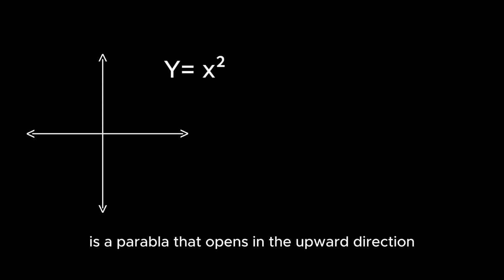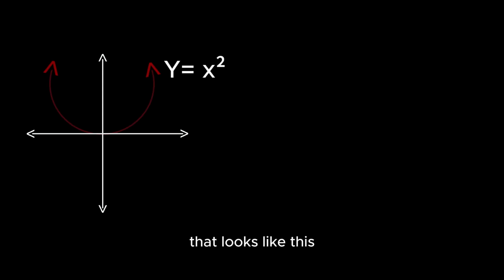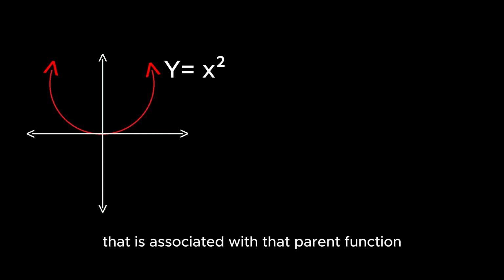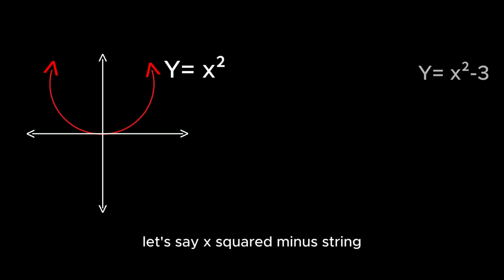Now, if you recall, we said that the graph y equals x squared is a parabola that opens in the upward direction. That looks like this. So now, what if we have a different graph that is associated with that parent function? Let's say x squared minus 3. How can we graph this function?